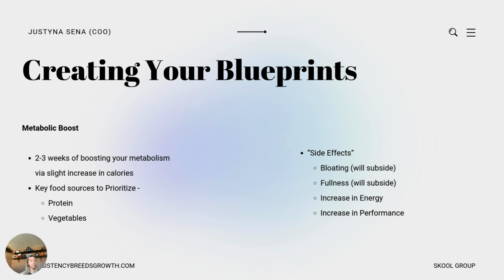Fullness will also subside. Again, it's due to your body getting used to eating a certain amount of times throughout the day. It's your body getting used to the amount of protein that you're going to be eating, and it's your body getting used to the amount of vegetables that it'll be eating as well. But on the flip side, some positives that will always be there throughout the entirety of following the blueprints for fat loss is an increase in energy and an increase in performance. These two will also be indicators for measuring progress that I'll be elaborating on in a couple of videos later.